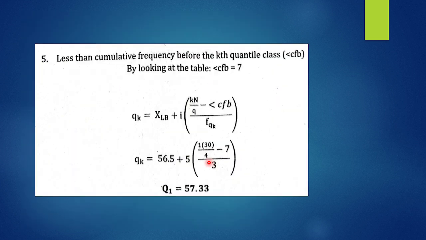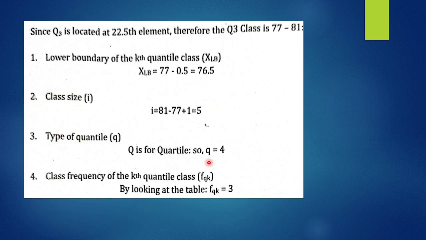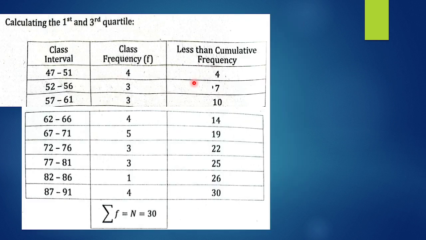Now let's proceed to our steps. First is getting the lower boundary of the kth quantile class. Since it is 77 for this one, minus 0.5, our XLB is 76.5. Our class size is still 5. Type of quantile, our Q is still 4 because this is quartile. And our class frequency of the kth quantile class, or FQK, as I mentioned earlier, is 3. Let me show it again. This one, 3.